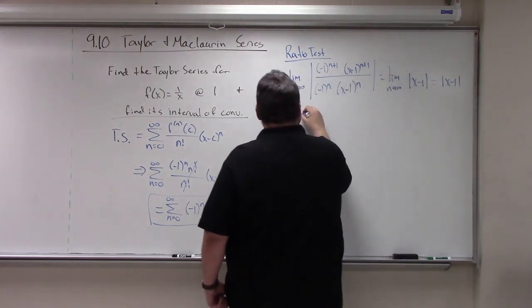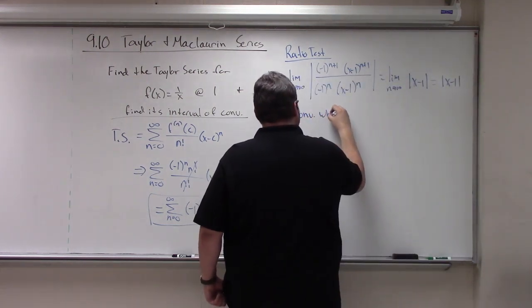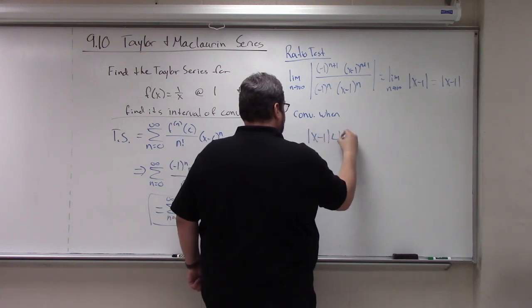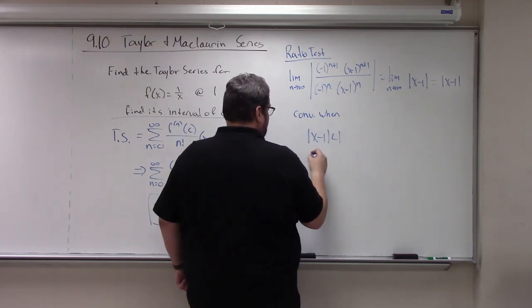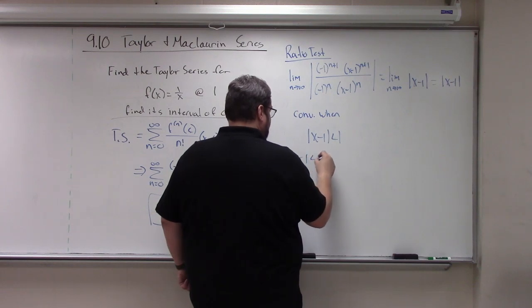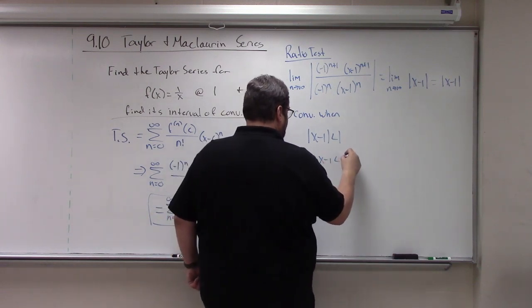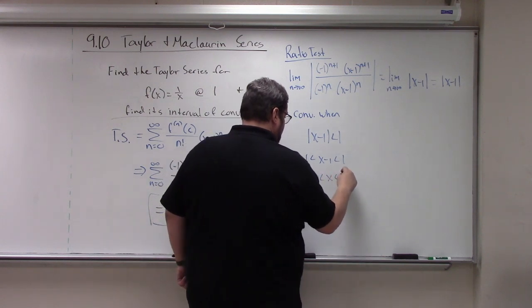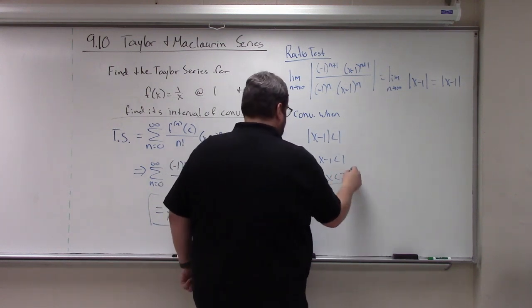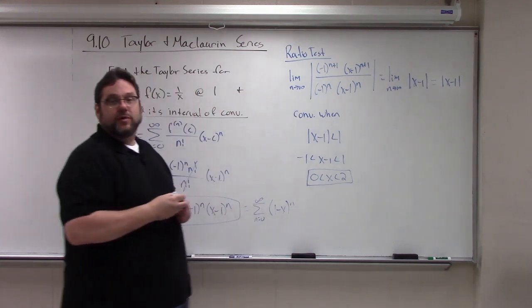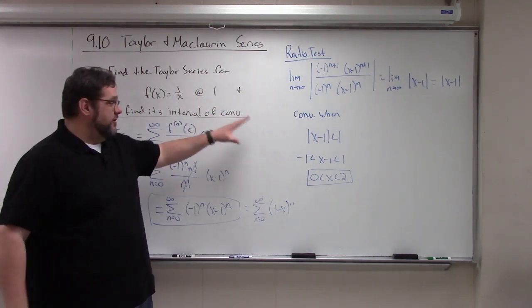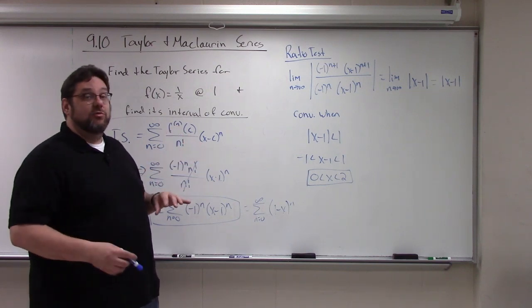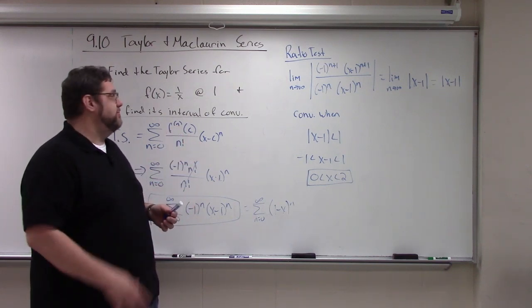All right, we have convergence when absolute value of x minus 1 is less than 1. Well, that is when -1 is less than x minus 1 is less than 1, which is when 0 is less than x is less than 2. All right. We have convergence from 0 to 2. We don't know what's going to happen at 0 and 2. We have to check those endpoints.